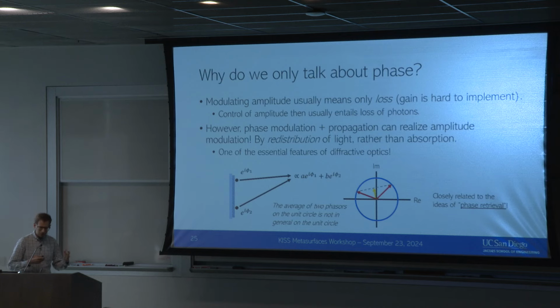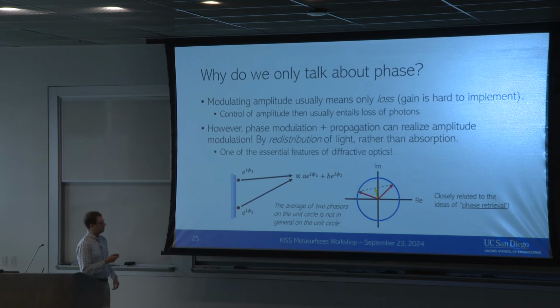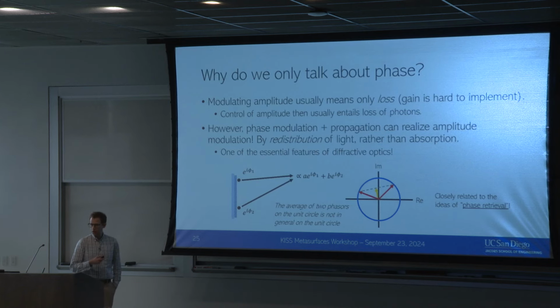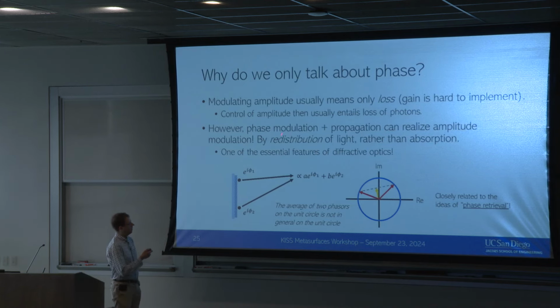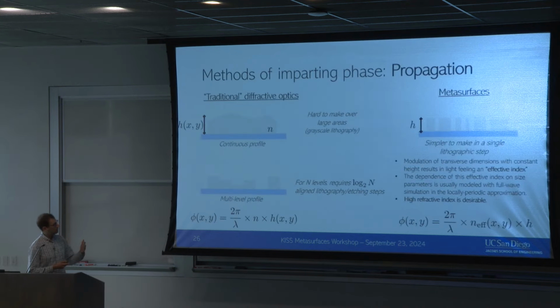Obviously, the complete picture involves amplitude and phase, but in diffractive optics, phase-only diffractive optics are almost always preferable because modulating the loss locally entails the loss of photons. But if we're able to modulate phase, we can instead, when combined with propagation, modulate amplitude without sacrificing any of the photons, simply redistributing them. And this is just a consequence of the mathematical fact that if we have two phasors on the unit circle, their sum or average is no longer necessarily on the unit circle. So it's always preferable to modulate phase because we can derive amplitude modulation as a consequence of phase modulation if we're allowed to propagate. Okay, so what are the ways of imparting phase with a metasurface?